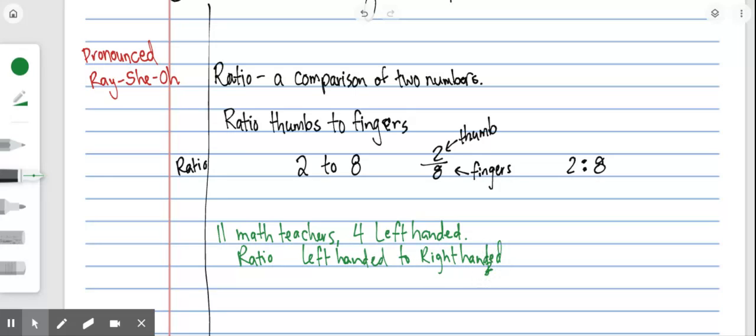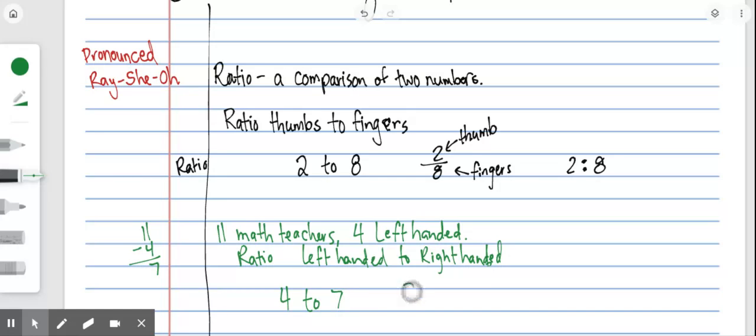Okay, then I'd start with the number of left-handed teachers. Well, I said there are 4. Okay, and then how many right-handed teachers are there? Well, if there are 4 left-handed teachers and there are 11 total, I can do 11 minus 4 and I would get 7. So there are 7 right-handed teachers.